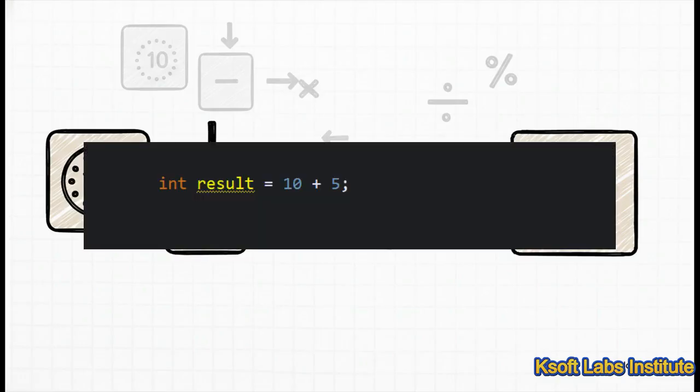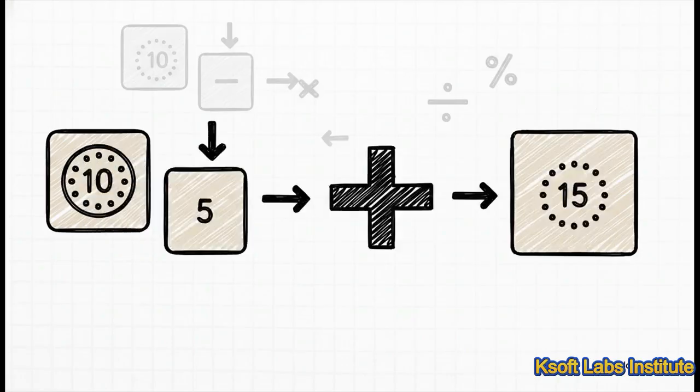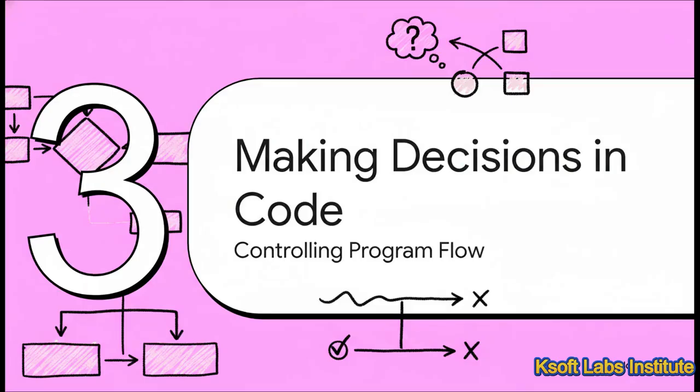And in the example, int result equals 10 plus 5, the computer does the math and stores the answer, 15, in our variable called result. Simple as that.